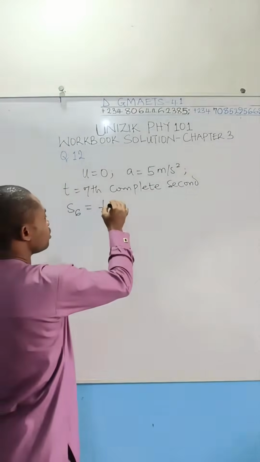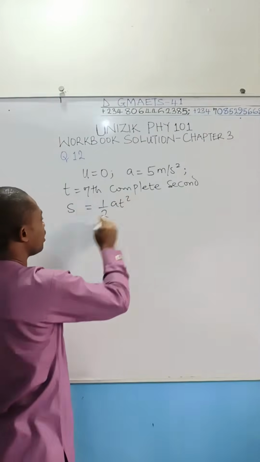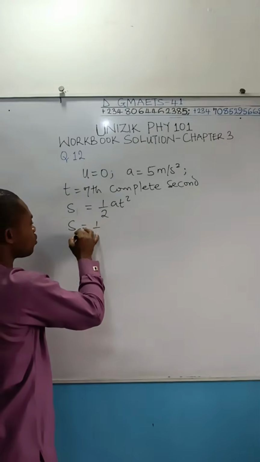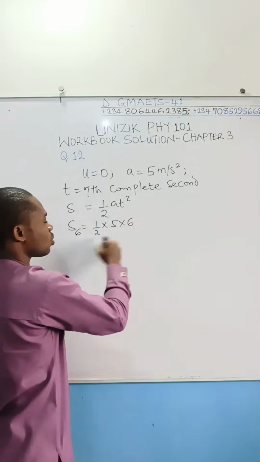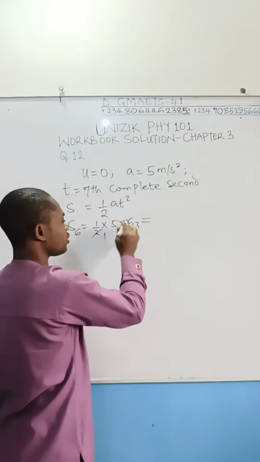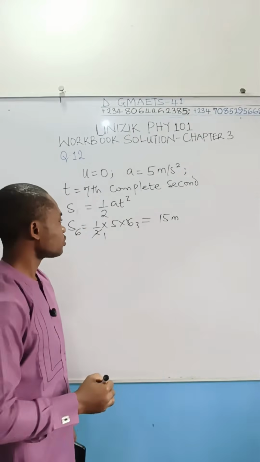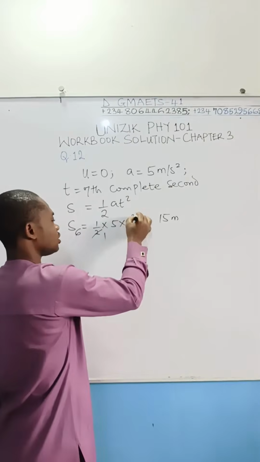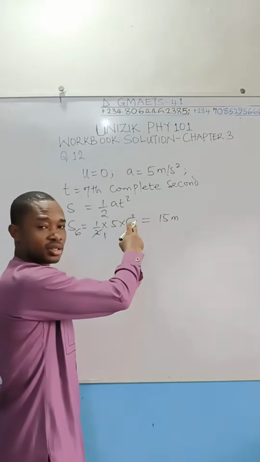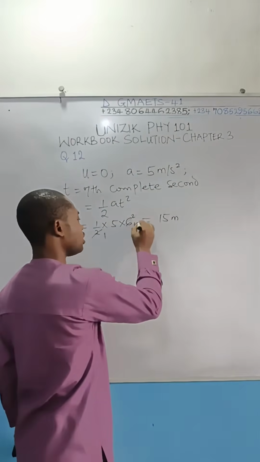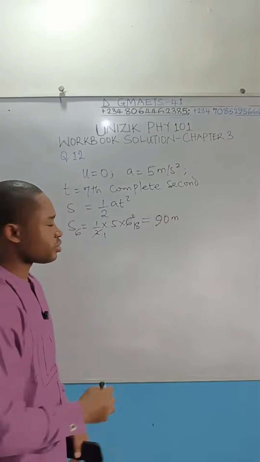S6 will be half times a. Let me write out the formula first. 1/2 at squared. And then our S6 is equal to 1/2 times acceleration 5, then times 6 seconds. Oh no, this 6 is squared. So you have 36 here. If 2 divides 36, you're going to get 18. And then 5 times 18 is going to give us 90 meters.